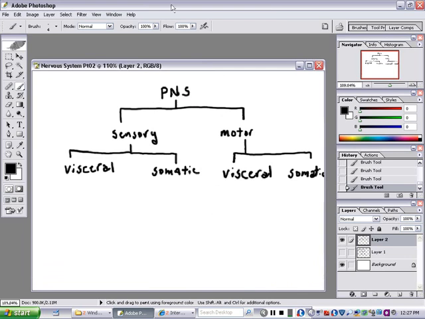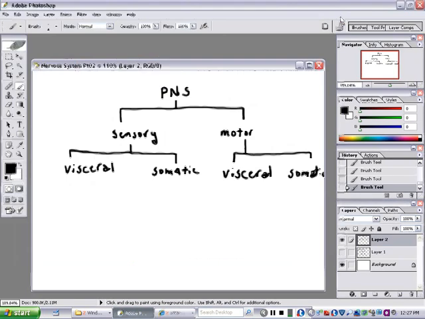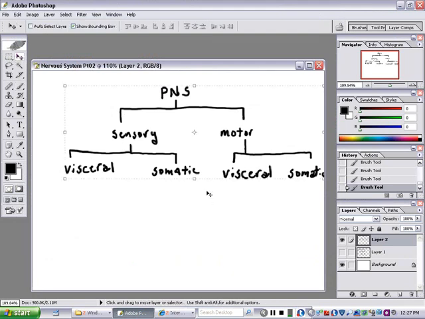so let's look at all of these. So the peripheral nervous system has a sensory component and a motor component. Now, let's just look at the motor portion. The motor component has a visceral part and a somatic part. The visceral motor part of the peripheral nervous system has its own special name. What is that special name? The autonomic nervous system. Very good.